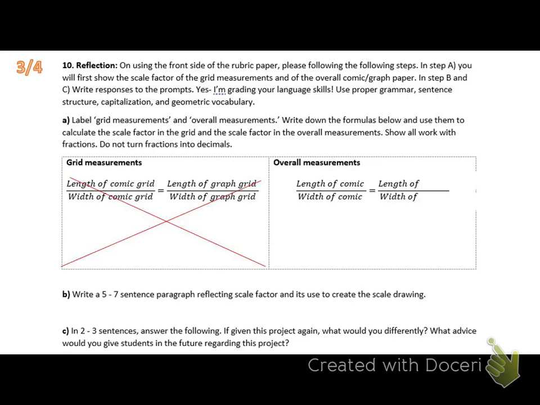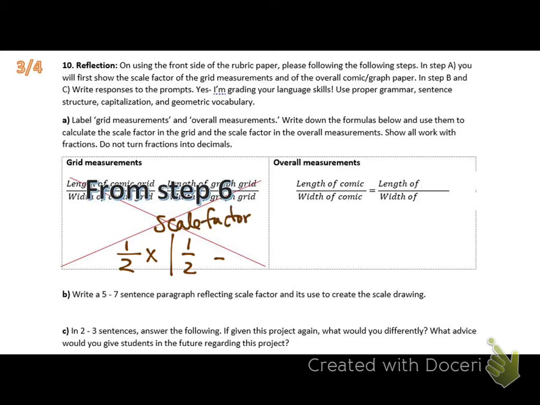You're still going to do grid measurements. You're just going to do it from step 6. So step 6 is where I took my scale factor. It's where I took the 1/2 inch box, multiplied times my scale factor, got 3/4, all that stuff. It says here, don't turn fractions into decimals. Go ahead and cross that out.